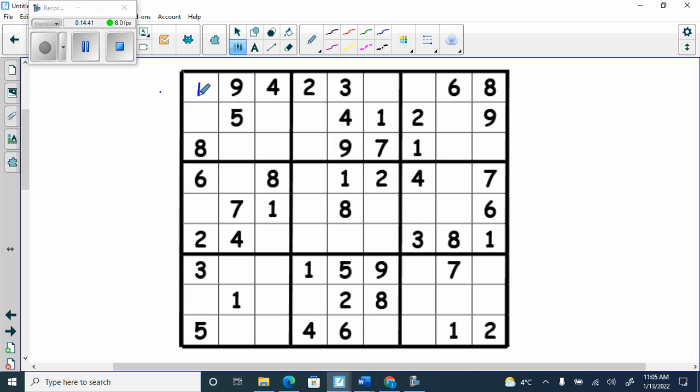Or you can say, hey, this box needs to have 1 to 9 in it. I'm missing what? 3 and 7. Do any of these lines have a 3 or a 7? That one has a 7. This one has a 7, so this must be a 3, and then this must be a 7.